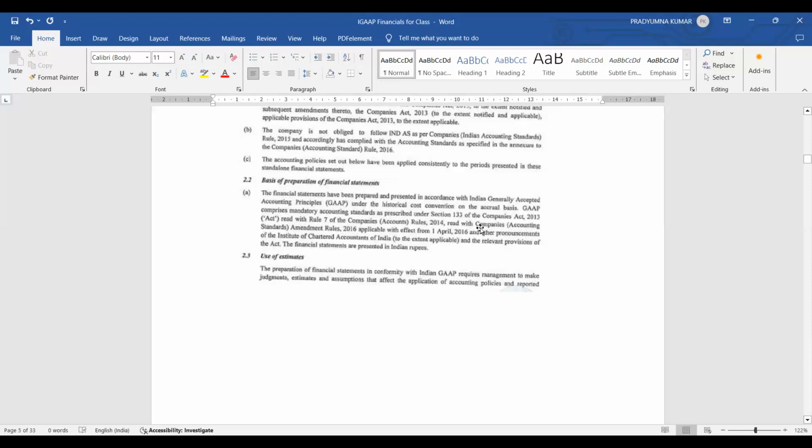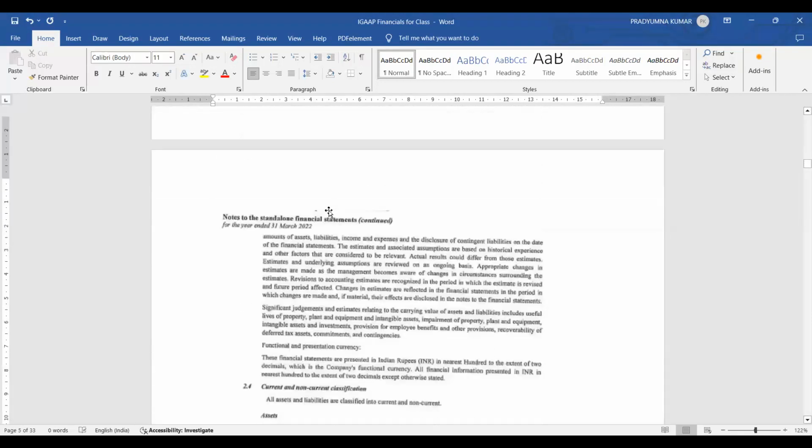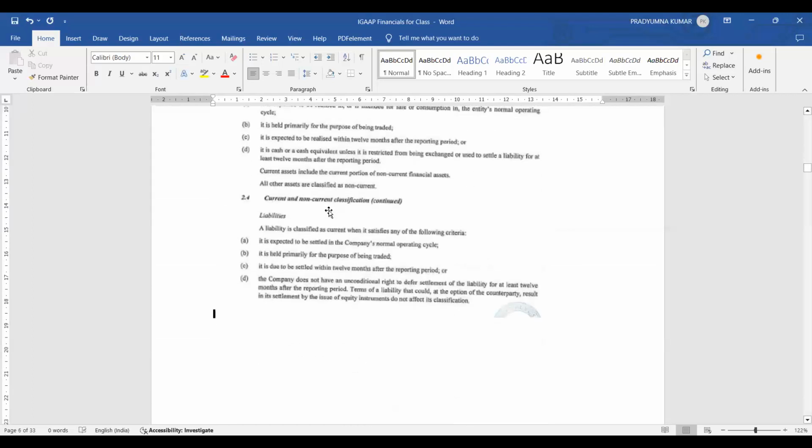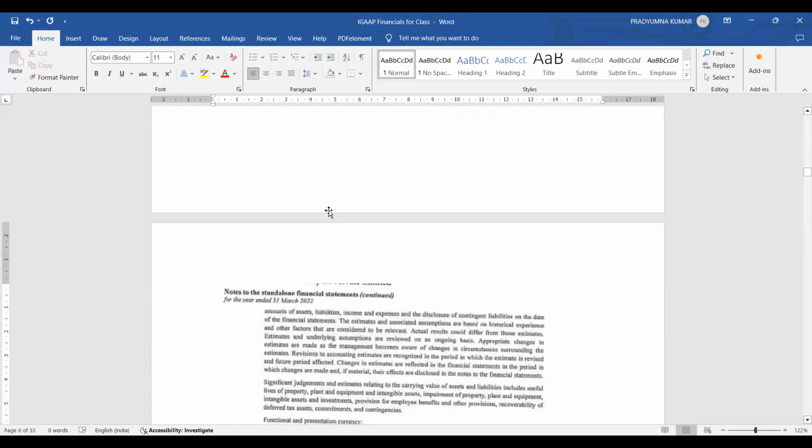Accounting standards read with the Companies (Accounting Standards) Amendment Rules 2016, applicable with effect from 1st April 2016. That means while making the financial statements, they have followed IGAAP, whereas in the case of Raymond, which I showed you, they have followed Ind AS. Okay, then use of estimates. Okay, current and non-current classification.